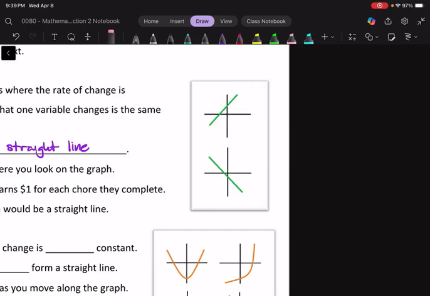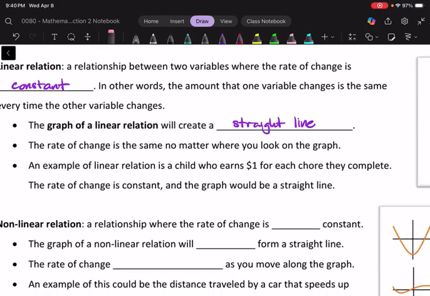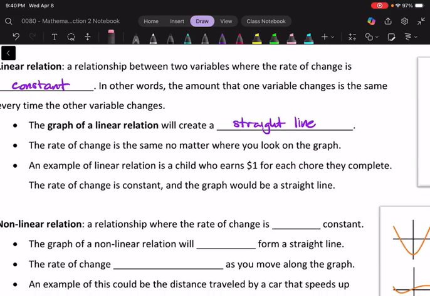So rate of change, no matter where you look on the graph, it's going to be the same. It's like walking up a hill and you're always going up by the same amount. The steepness doesn't change. If the steepness changes, well then your rate of change has changed and you're no longer dealing with a linear relation. A real life example, other than walking up a hill, you could talk about a child who earns $1 for each chore they complete. There's a rate of change, it's $1 per chore. And the graph would be a straight line.